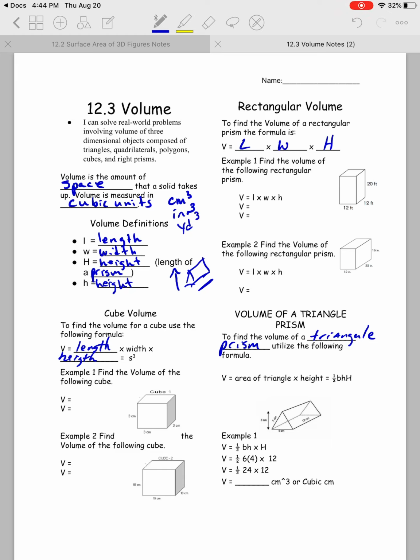So we have 3 centimeters here, so we can go 3 times 3 times 3, or 3 cubed, and you would get 3 times 3 is 9, times 3 is what? 27. It's 27 centimeters cubed.